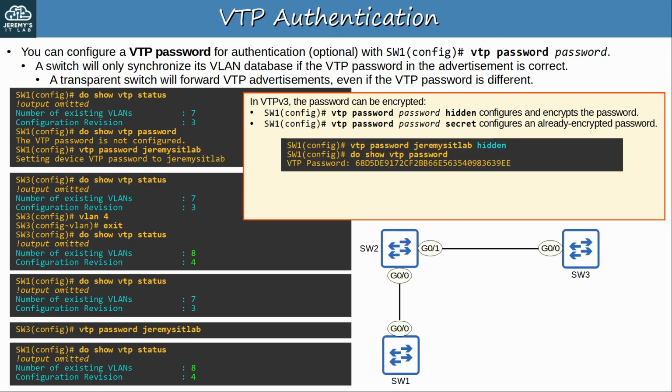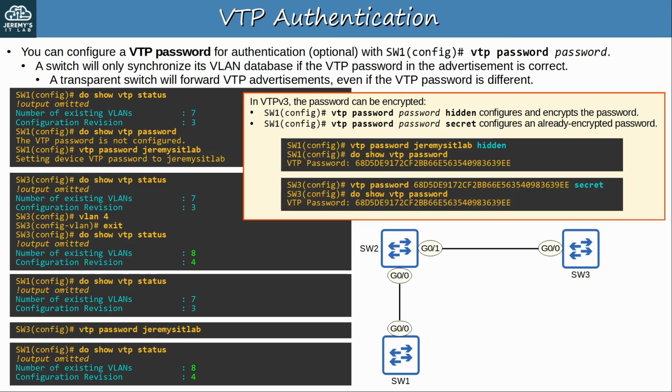After moving both switches to version 3, on switch 1 I configured vtp password Jeremy's IT Lab hidden, and then viewed the encrypted password with show vtp password. Then I copied that encrypted password and configured it on switch 3 with vtp password, the encrypted password, and then secret. That's the difference between the hidden and secret keywords. Use hidden to encrypt a password, and use secret to configure a password that has already been encrypted.